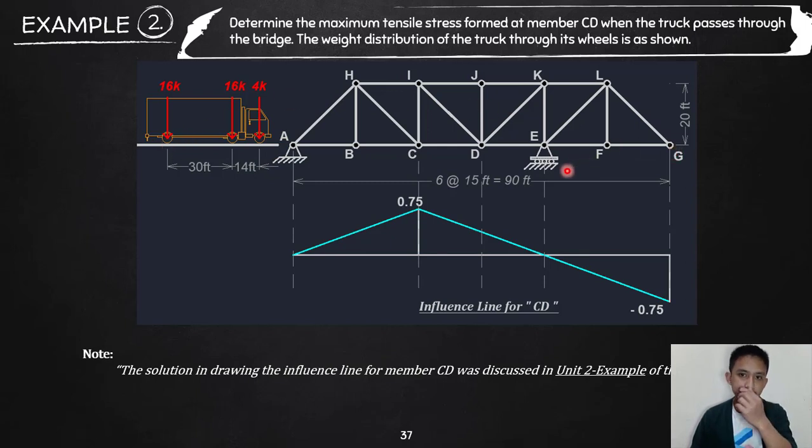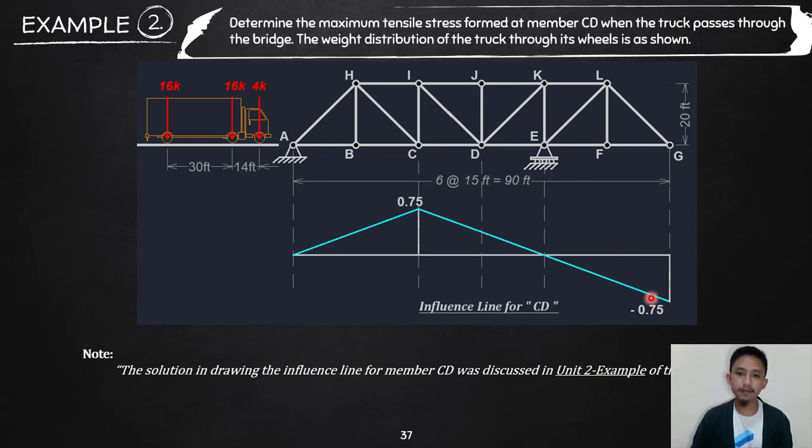So what we're after here is the response, that is the member force of the member CD. This example is also the example in your Unit 2, so I will not be discussing again how we establish this influence line. Rather, we will just be using this. But if you want to recall or check the solution on how we establish this influence line for your member CD, then all you need to do is proceed to your discussion of Unit 2. Go to the example.